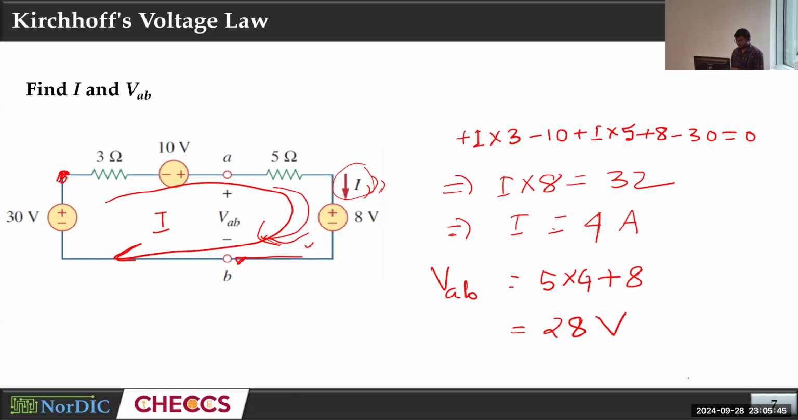So up to this point, are you clear? Do you have any confusion about KCL and KVL? So we can write KCL for a node if we know the current, and for a loop we can write KVL by assuming current if we don't know the voltage, and if we know the voltage, you can just apply KVL and write the equation, right?